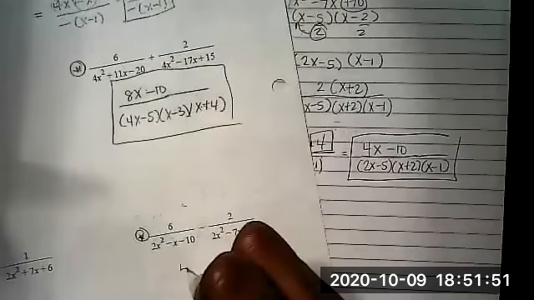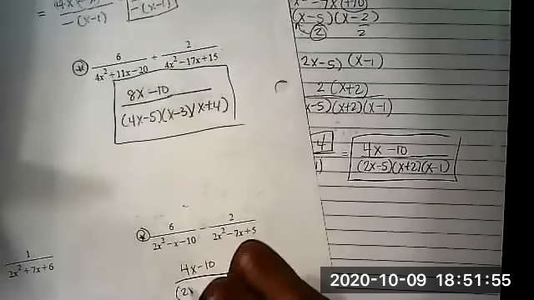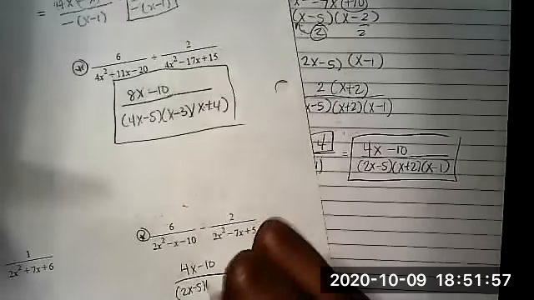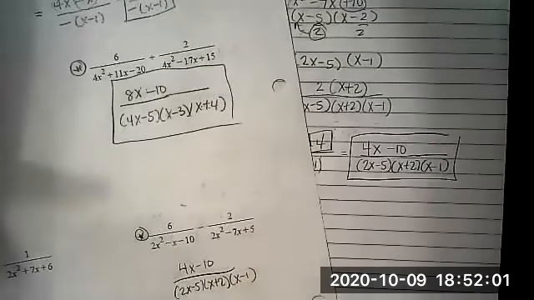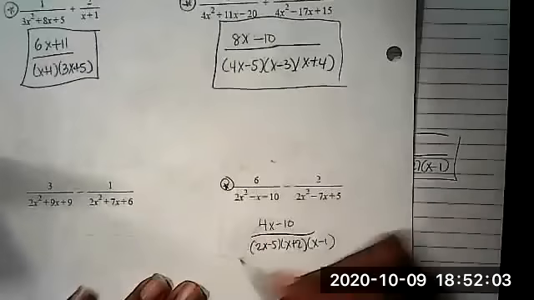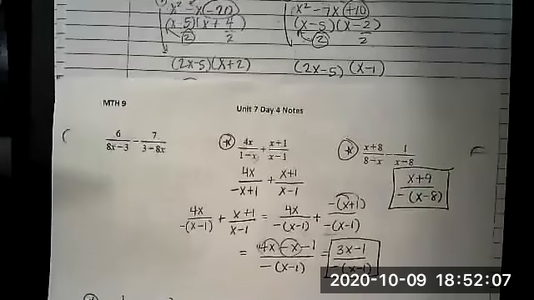So we have 4x minus 10 over 2x minus 5, x plus 2, and x minus 1. Okay. That is our answer for the very last problem on Unit 7, Day 4 notes.